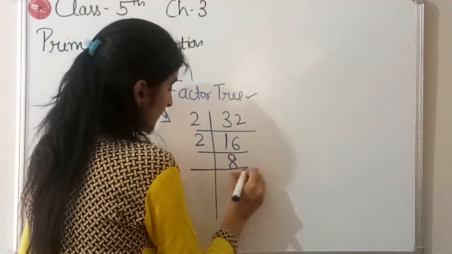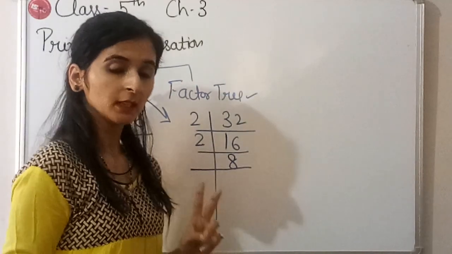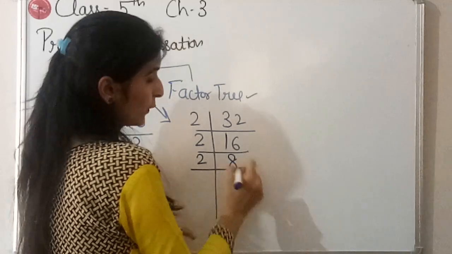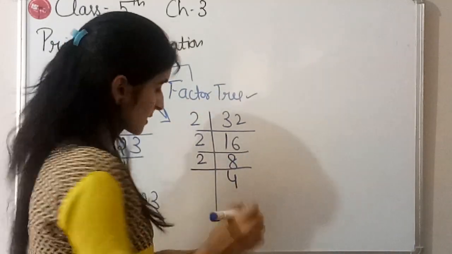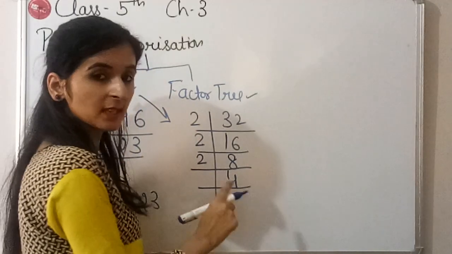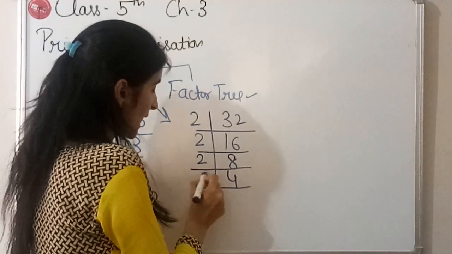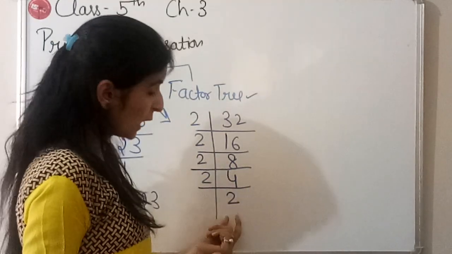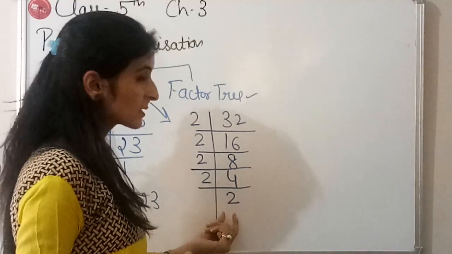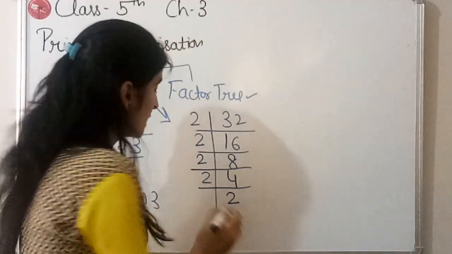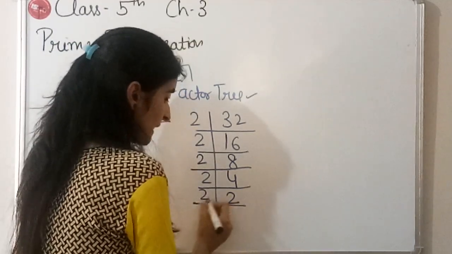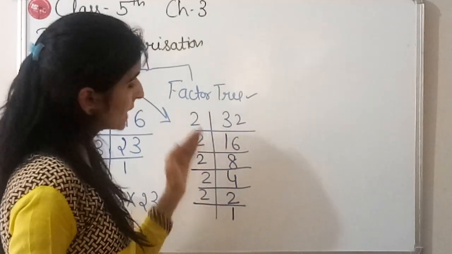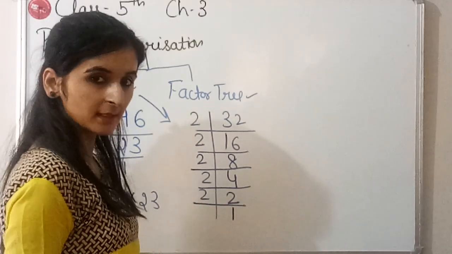Fine. Now again this 8 is divisible by 2, so I will write 2 here, and the quotient will be 4, which I will write below 8. Now again this 4 is divisible by 2, so I will write 2 here, and the quotient will be 2. Now I am left with this 2, which is again divisible by 2, so I write 2 here, and the quotient will be 1. Now we are left with this 1, so we leave this process here itself.